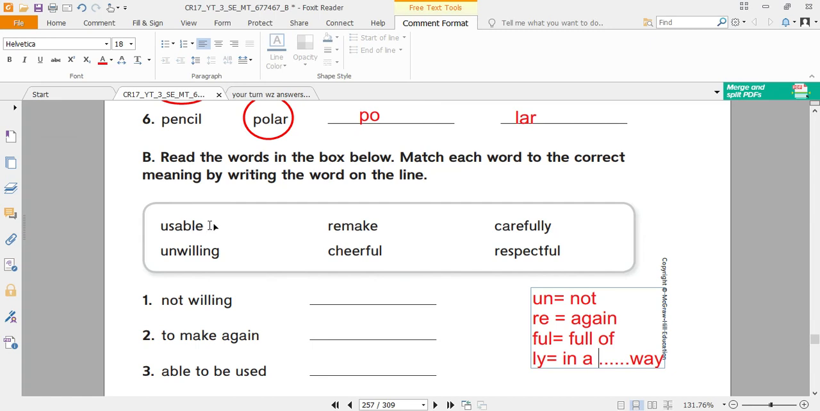Let us read the words in the box here. Usable, remake, carefully, unwilling, cheerful, and respectful. Number 1, not willing. Yes, this means unwilling. Number 2, to make again, remake. Remake. Number 3, able to be used, usable.